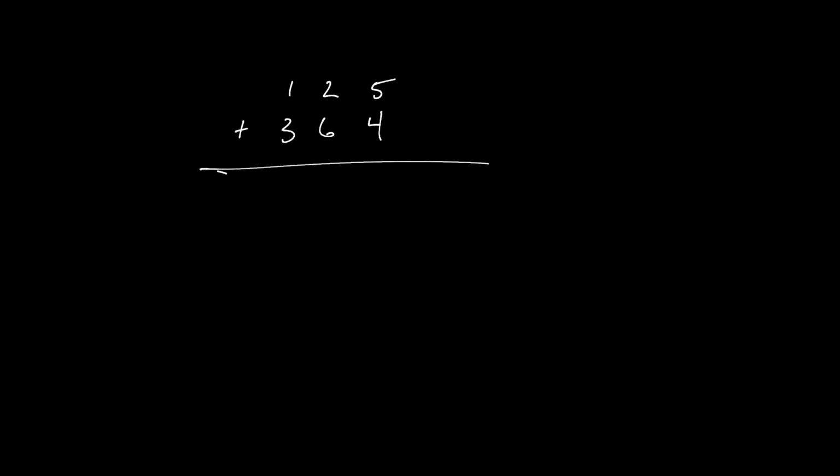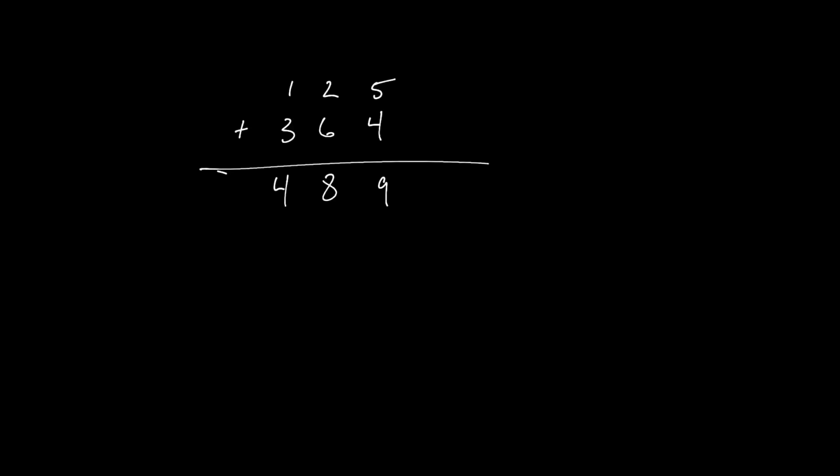Okay, let's try this. 125 plus 364. Now let's real quick just add these up. 5 and 4, that makes 9. 2 and 6 is 8. 1 and 3 is 4. Okay, so now we're going to do a little digital root and see if we can see a pattern here.